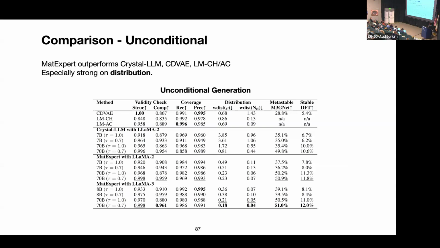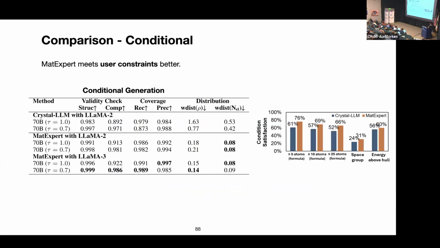So this is the comparison for unconditional generation. Basically we see that MatExpert outperforms the CrystalLM, CDVAE, and other baseline models, and is especially strong on the distribution matching between the ground truth distribution and the generated distribution. And this is for the conditional generation, which means you're giving the property requirements and asking it to generate material which satisfies these input conditional properties. So we can see that MatExpert meets user constraints better than other baseline models.